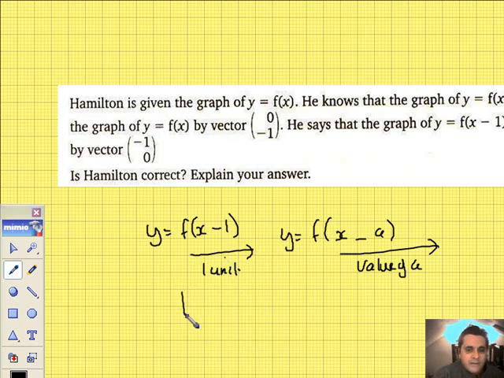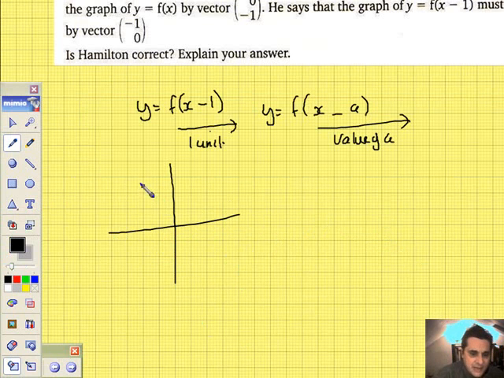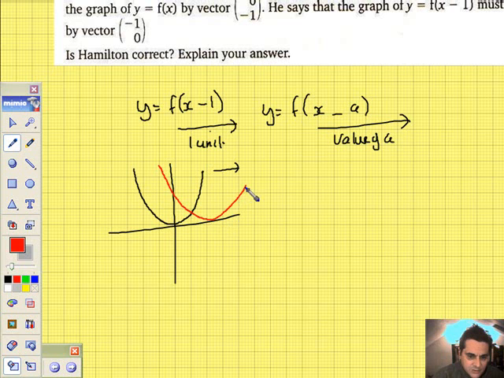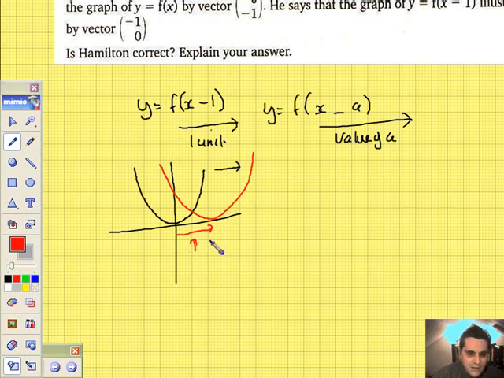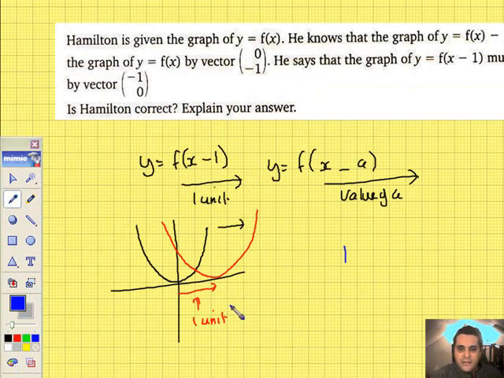Now if we take a graph, for example something like this, which is y equals say x squared, and we move it in this direction by 1 unit, it will end up looking something like this. So it's been transformed from there to there, and the value of that shift is 1 unit. How would you write that as a vector? Well, let's change to blue. It's moved 1 to the right, and therefore it's going to be 1 across, and the graph isn't moving up or down, so it's 0. So that Hamilton is wrong.